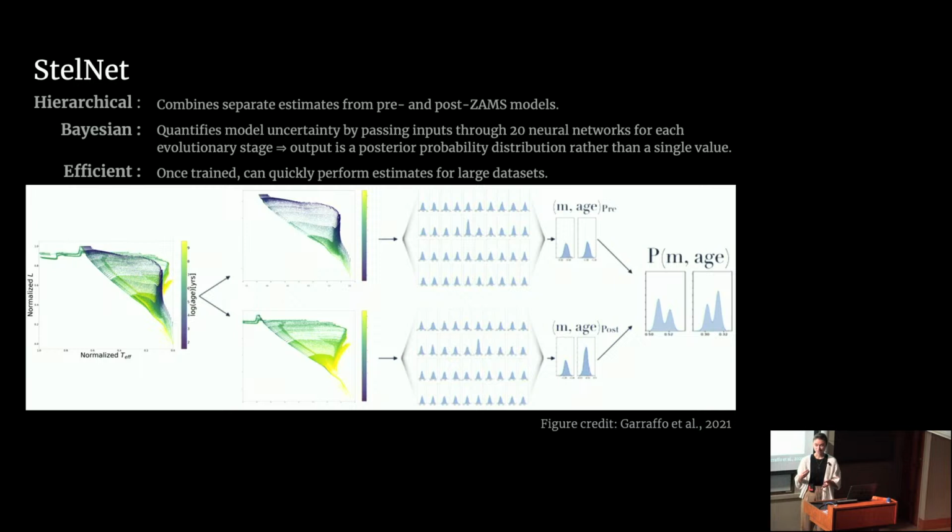And finally, StelNet quantifies the uncertainty in its outputs by running your inputs through multiple neural networks for each evolutionary stage, which yields a probability distribution instead of a single best estimate. And it does all of this very quickly and efficiently once trained, so it's perfect for analyzing large data sets.